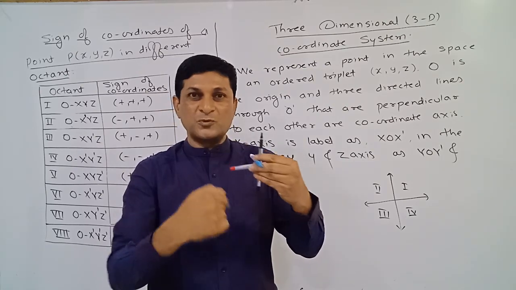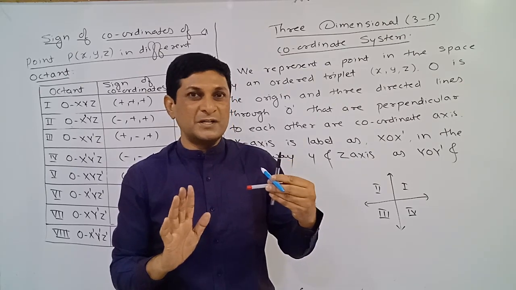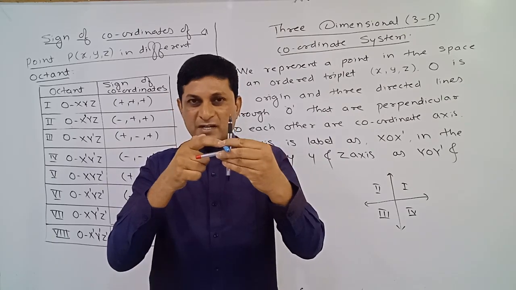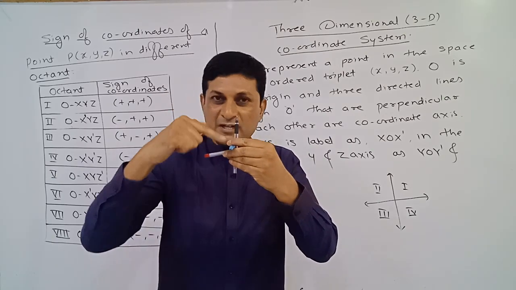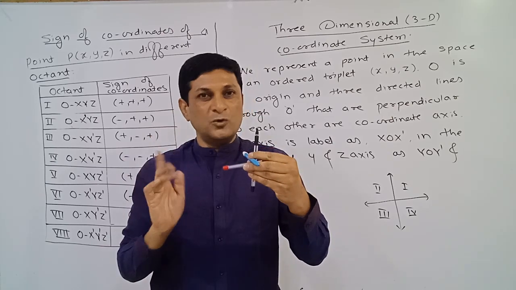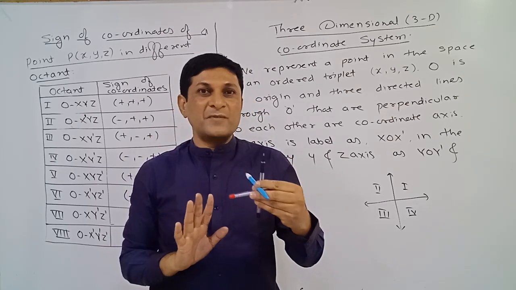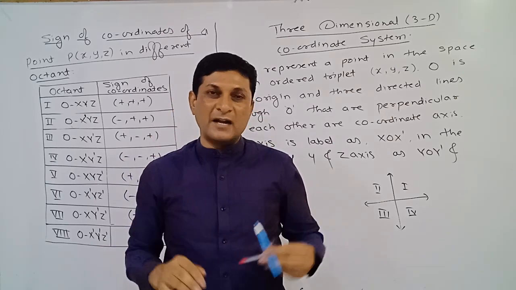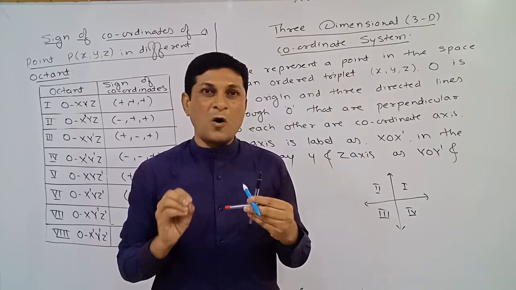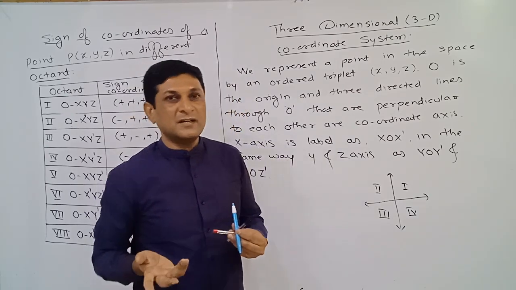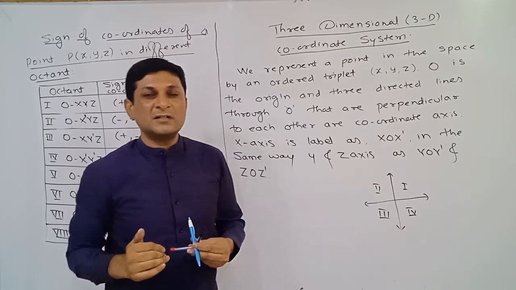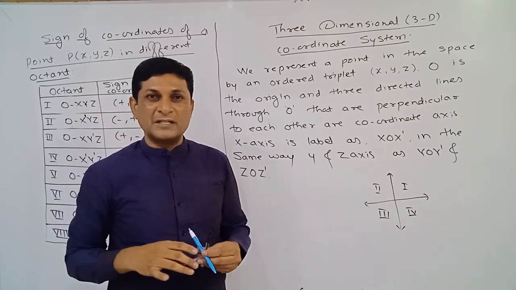Each part is called as what? Octant. How many parts we have got here? 8 parts. And this point of intersection of x, y and this third z axis is called as origin. And these 3 axes divide the space in how many parts? 8 parts. 8 parts are called as what? Octant.